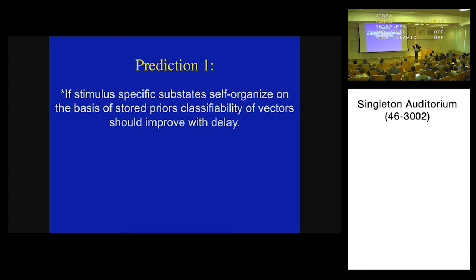So one can derive a number of other predictions. One is that if these stimulus-specific substates self-organize and are the result of a match between incoming sensory evidence and the information that is resident in the weight distributions of the recurrent collaterals, then it should take some time until classifiability becomes good, because one has the combination of incoming evidence information and the resident information.